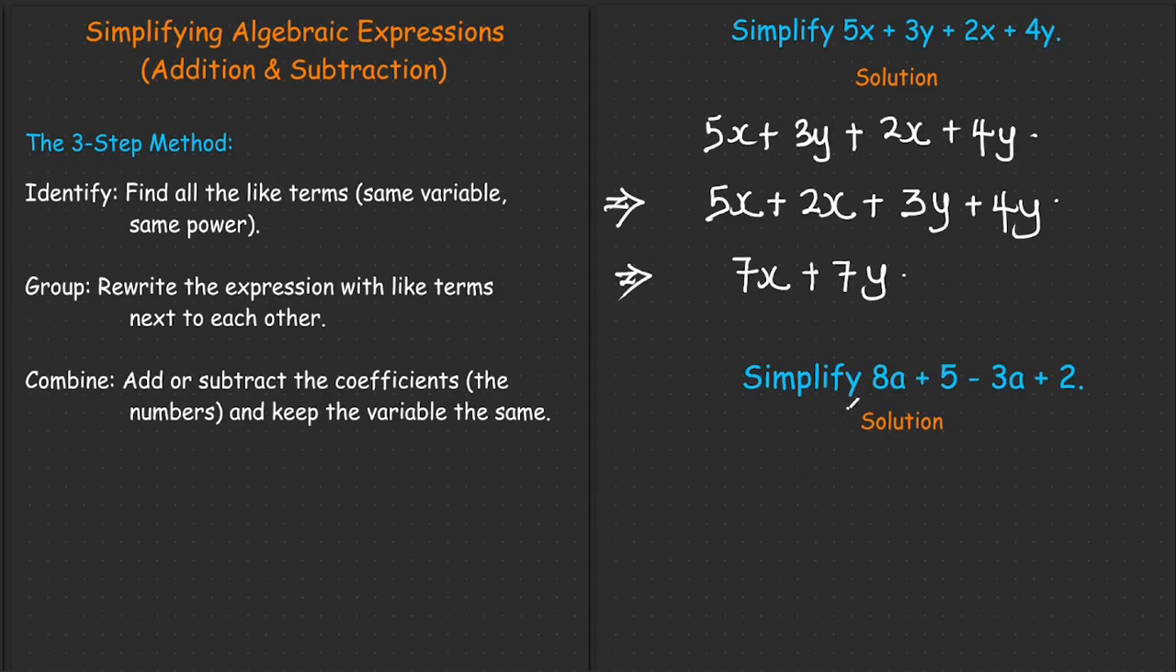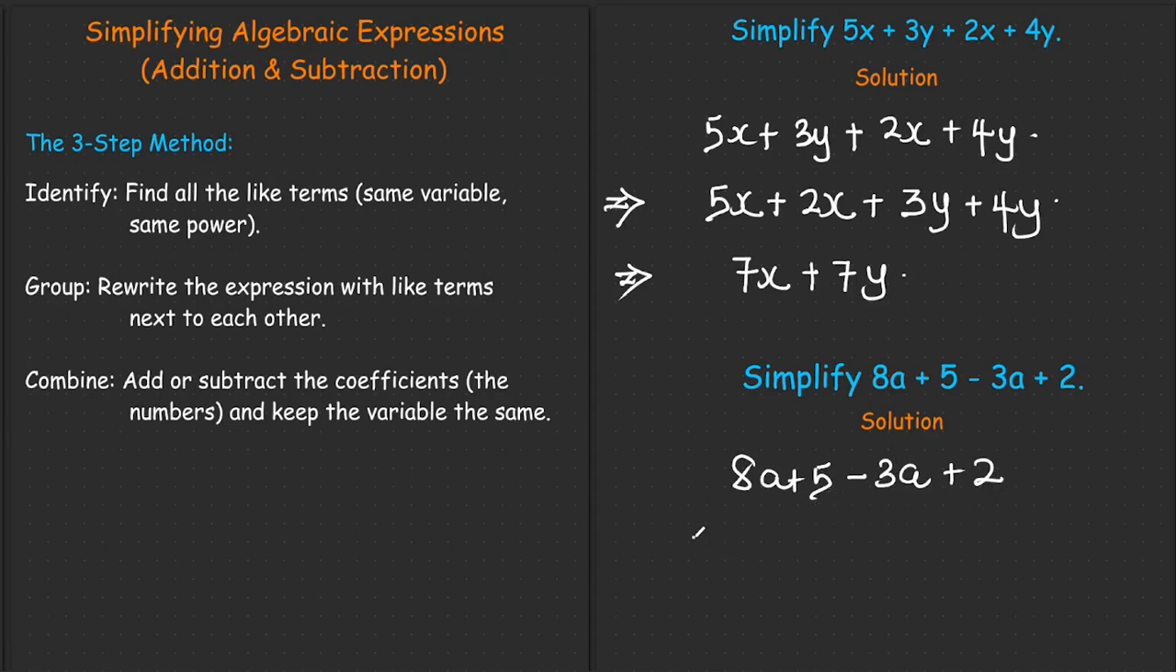So let's take another example here, which says 8a plus 5 minus 3a plus 2. So as we have seen, the first thing we need to do is to identify our terms. We have 8a and then this 3a here. They are the like terms. And take note, the negative goes with the 3a. The next group of terms are the constant terms. So that is 5 and 2.